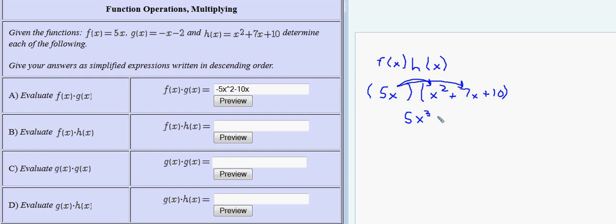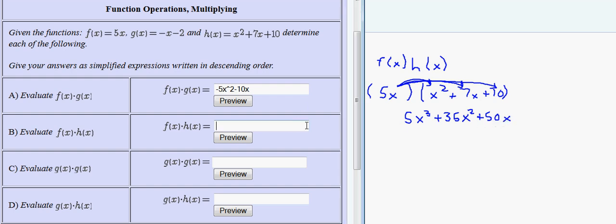Then I have 5x times 7x. 5 times 7 is 35. And x times x in math is referred to as x squared. And then 5x times 10. Since 5 times 10 is 50, I have 50x. So I'm going to go over here in Math AS, and I'm going to type that in: 5x to the third, using that caret key, plus 35x to the second power, plus 50x.